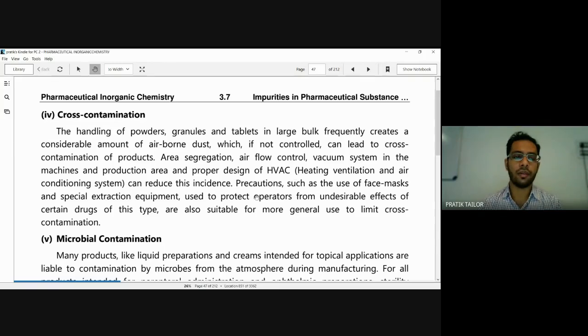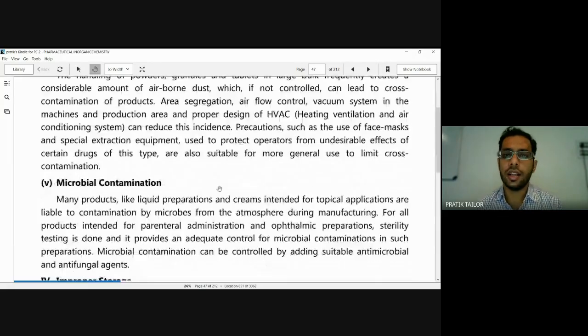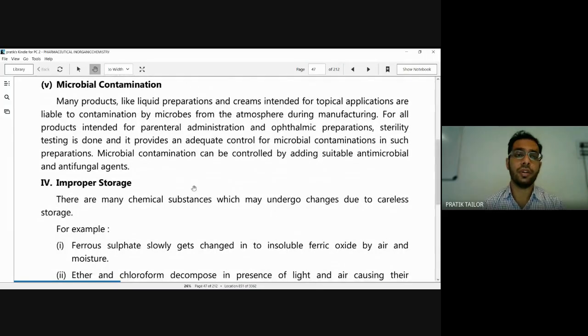Microbial contamination. This microbial contamination can be due to the growth of microorganisms in your solutions. Majorly, solution preparations have more tendency; wherever water is involved, chances of microbial contamination increase. So we need to be careful about our preparations especially. For microbial contamination, antimicrobial and antifungal agents are added in some preparations wherever required.